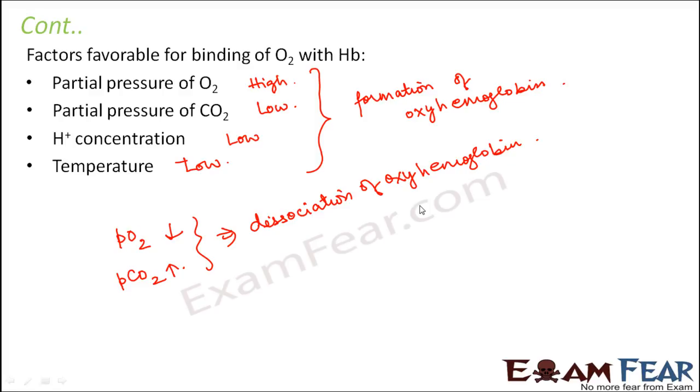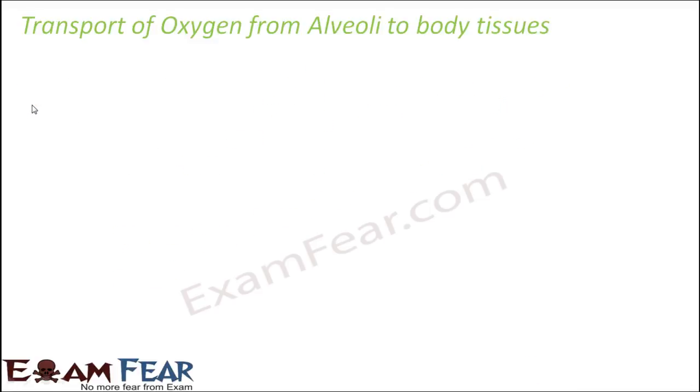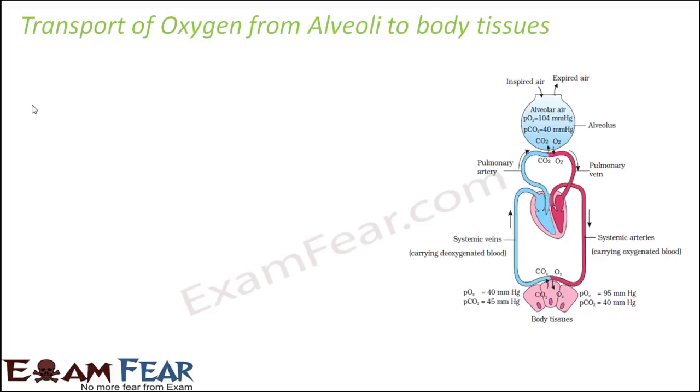Now we have to see where formation occurs and where dissociation occurs. We also got these points, what the factors are that cause formation and what the factors are that cause dissociation. So let us see the transport of oxygen from alveoli to body tissues, how it happens by formation and dissociation of oxyhemoglobin. This is the overall process that takes place.